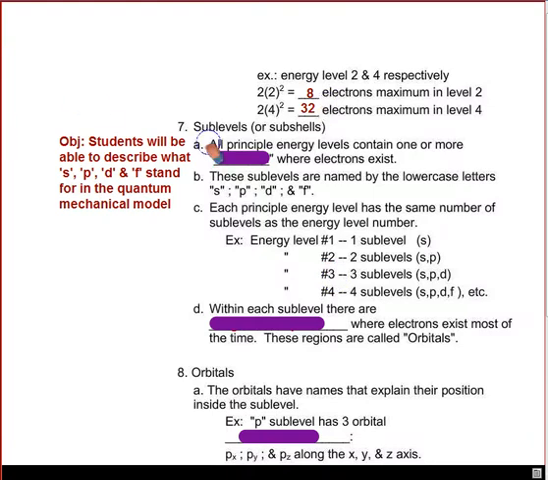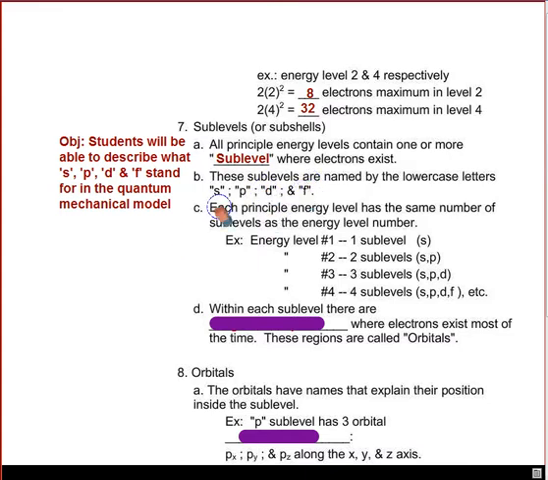Now, we have sublevels, because electrons can't just be anywhere; they have to be more organized than just overall energy levels. We're going to learn what the S, P, D, and F stand for in the quantum mechanical model. All principal energy levels contain one or more sublevels where electrons exist. These sublevels are named by the lowercase letters S, P, D, and F.